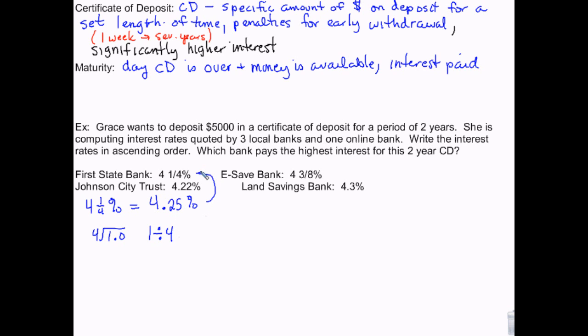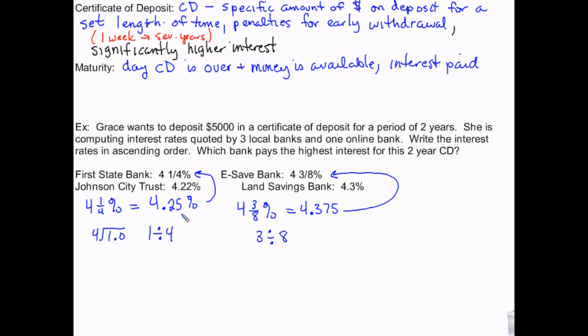And so that's for First State. And then for E-Save, I have 4 3/8%, and so I want to do 3 divided by 8, which I should have memorized, but I don't, is 0.375. And that's for E-Save. And we want to write them in ascending order. That means smallest to largest.